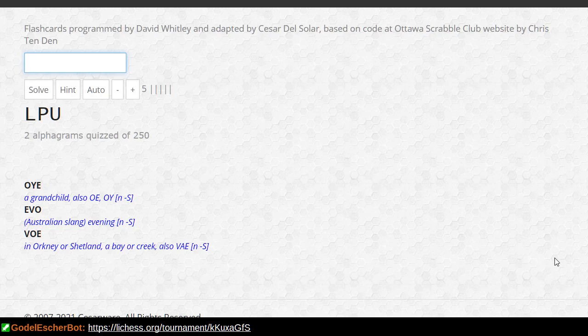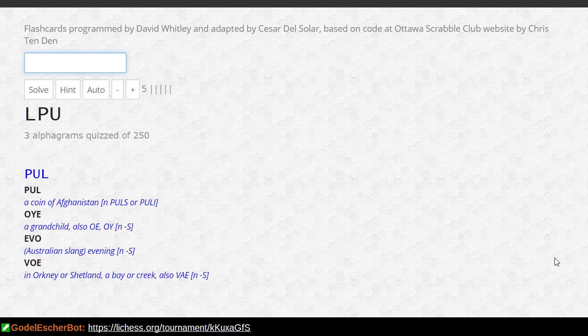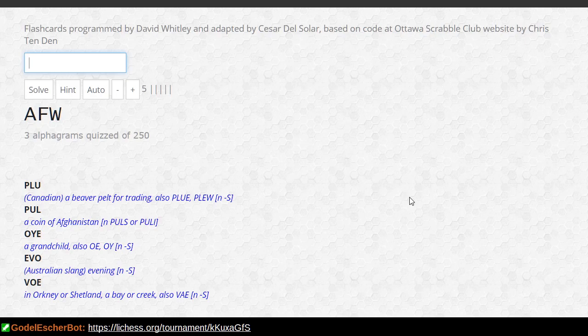Is it LUP? It's not LUP. Is it BUHO? A coin of Afghanistan. That. Try saying that quickly. Coin of Afghanistan. There we go. That's a pool. What else is there, though? Oh, PLU? What does this mean? A beaver pelt for trading. All right.